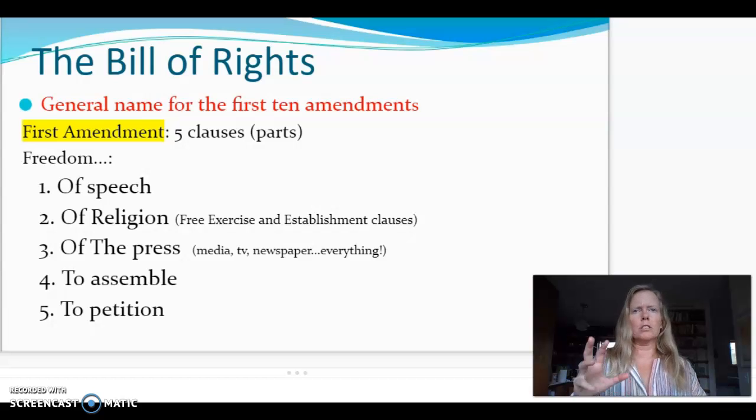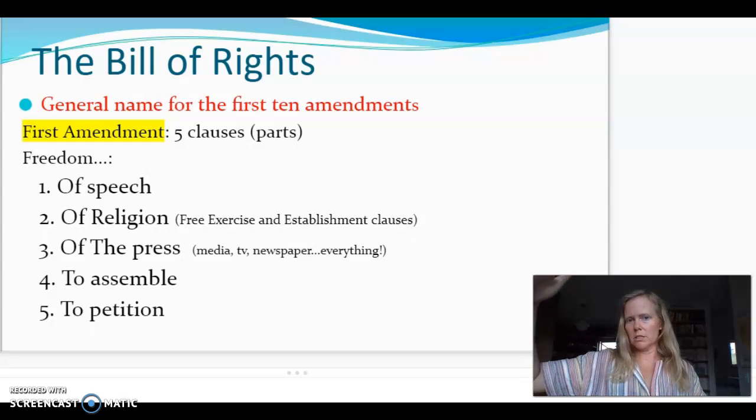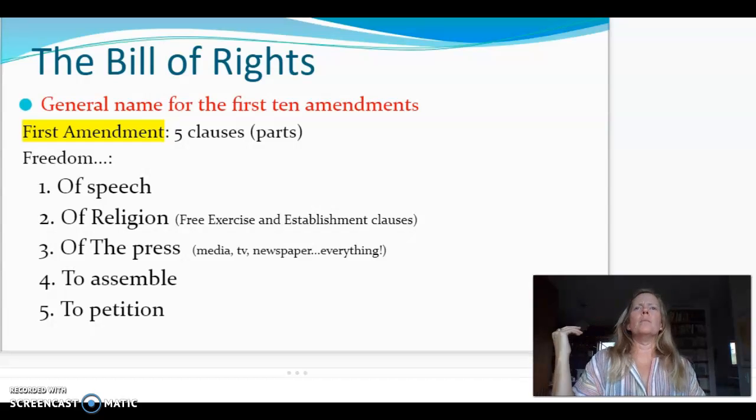Teaching by example, I'll tell you how this could look in the real world. So when you come to school, you're at school for the government, right? So these amendments apply to the government. You can pray. You can pray to any God you want. You can pray anytime you want. You cannot be stopped from that. That's called the free exercise clause. You are free to exercise your religion, okay?